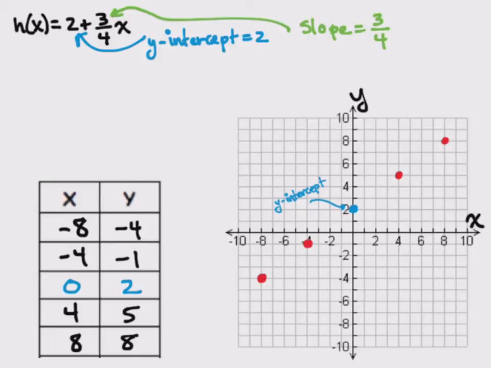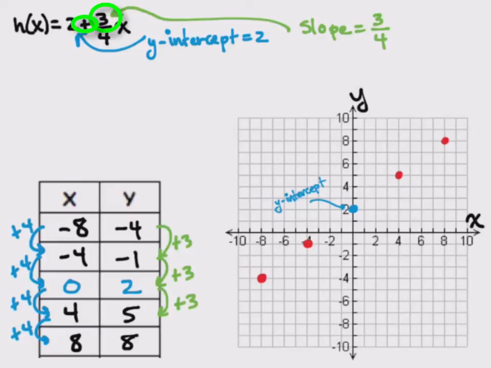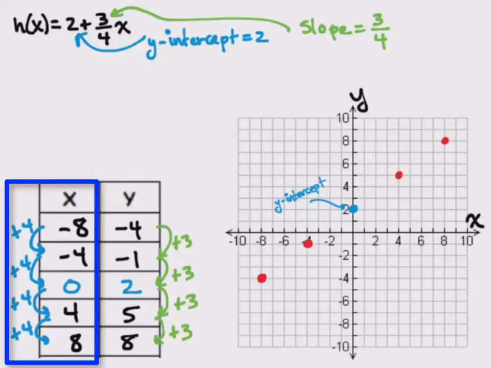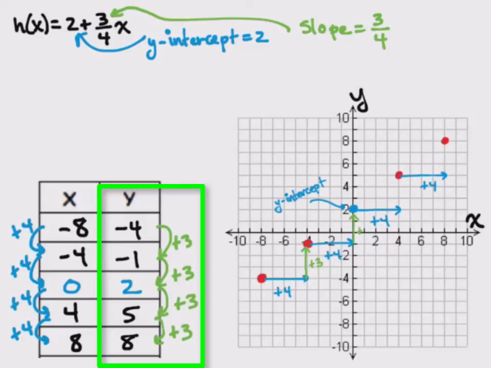Alright, we're definitely ready to graph our line, but one more time, let's talk about the slope of 3/4 and how that shows up in our table and graph. Again, our slope is 3/4, and note that every 4-unit increase in x results in a 3-unit increase in y. Equivalently, every time we move to the right 4 units on our graph, we move up 3 units on our graph.